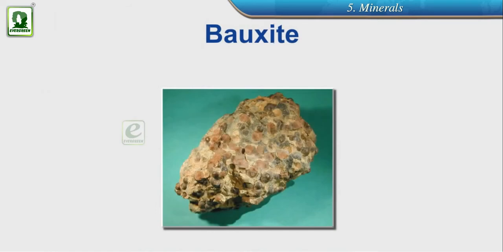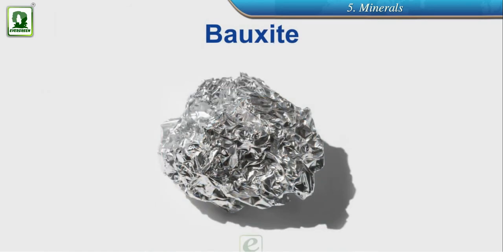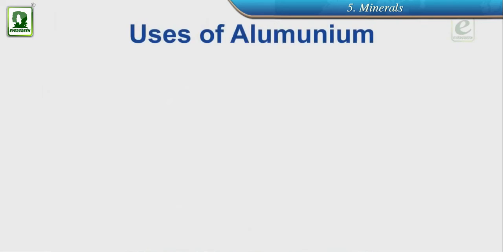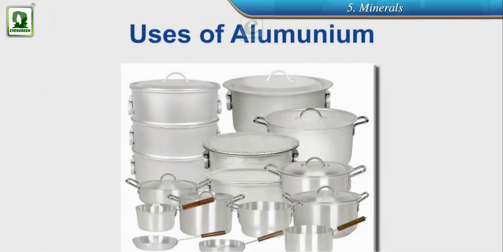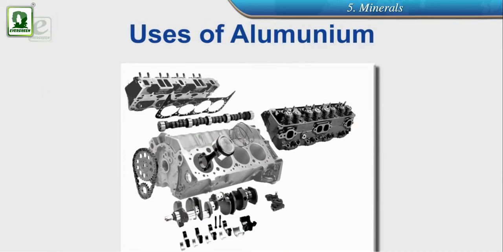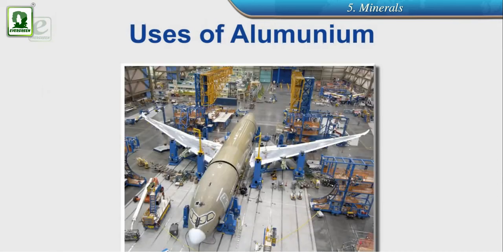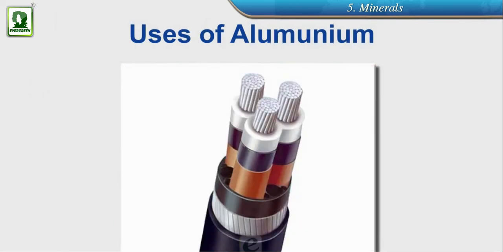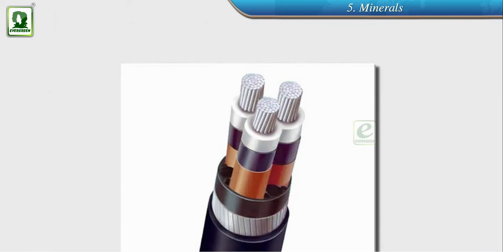Bauxite. Bauxite is an ore of aluminium. Aluminium is a light metal and is a good conductor of heat and electricity. Uses of aluminium. It is used for making utensils, spare parts of automobiles, aeroplanes, and in the shipbuilding industry. It is also used in electrical equipment industry for transmitting electricity.